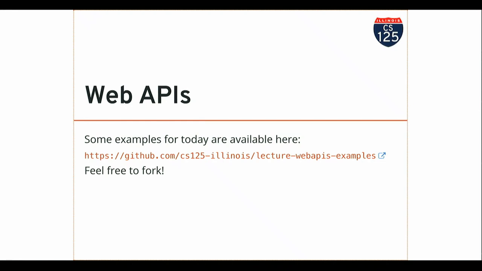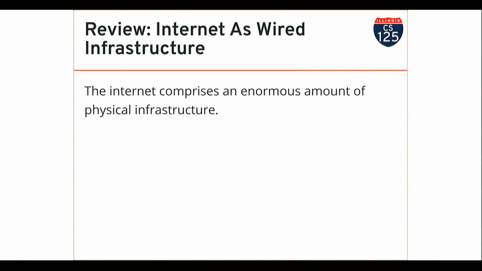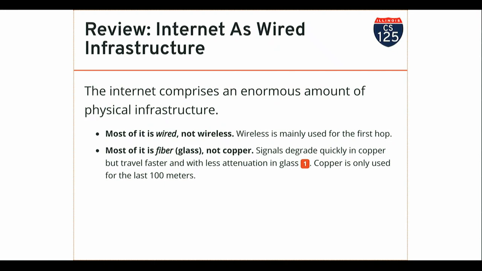Okay, that's better. All right, so just to recap from last time, since I know it was so far ago on Friday. Last time we talked a little bit about the internet as a piece of physical infrastructure. We talked about the wires and the cables and all the investment that's gone into creating this. We pointed out that most of the way that we move data around the internet is actually across wired connections, much higher bandwidth, much more reliable than wireless connections, which are mainly used at the end, right, at the last hop.